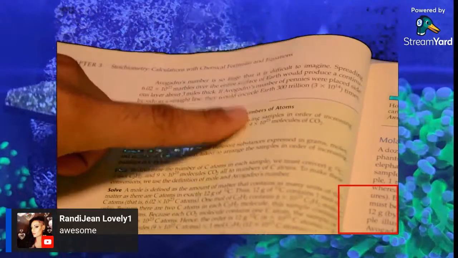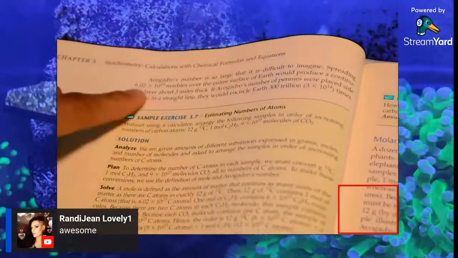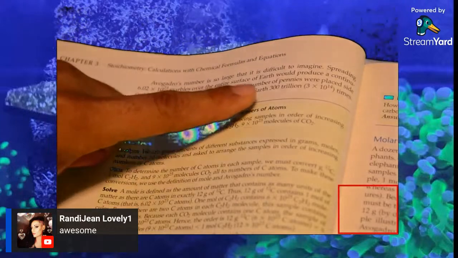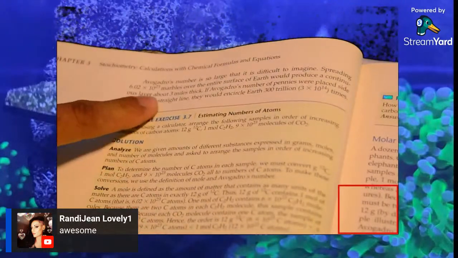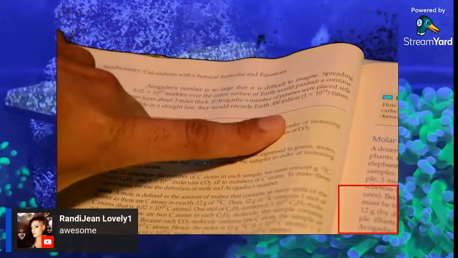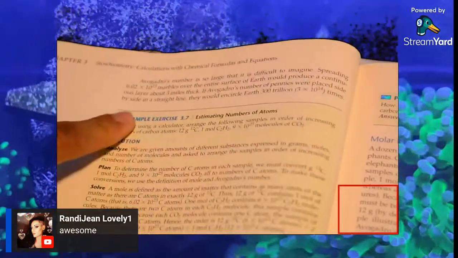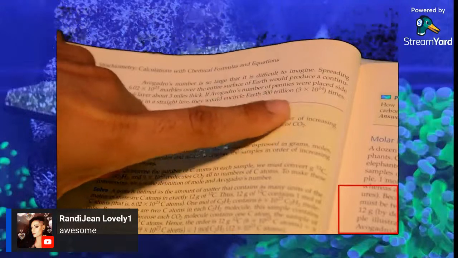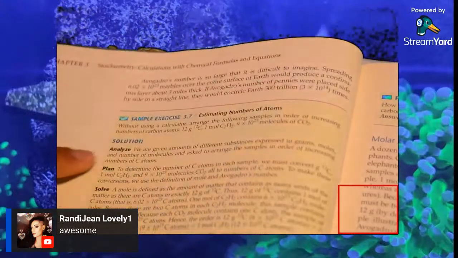Avogadro's number is so large that it's difficult to imagine. Spreading 6.02 times 10 to the 23rd marbles over the entire surface of the Earth would produce a continuous layer about 3 miles thick. If Avogadro's number of pennies were placed side by side in a straight line, they would encircle the Earth 3 trillion, 3 times 10 to the 14th times. Okay.